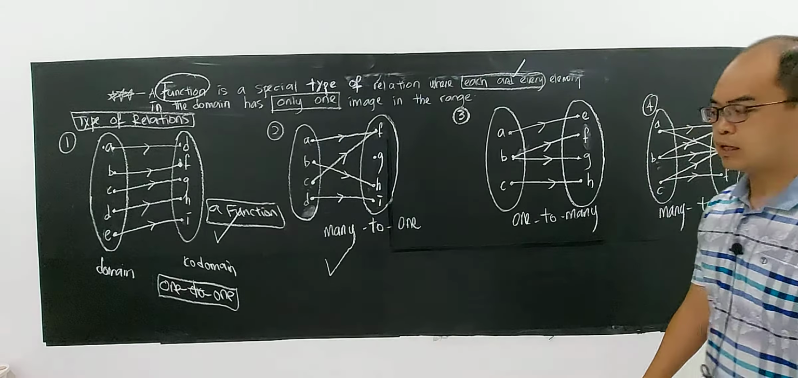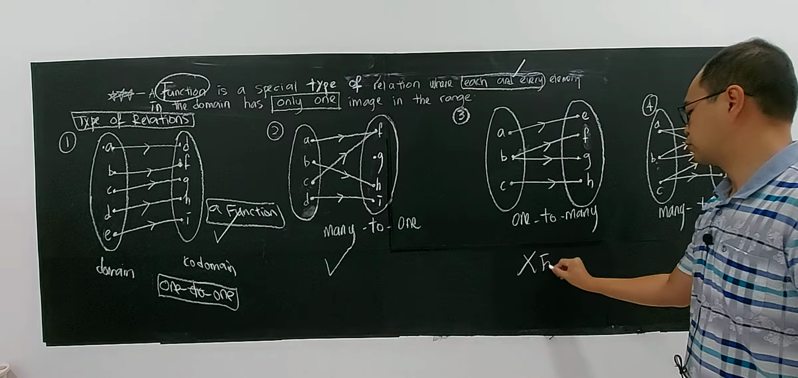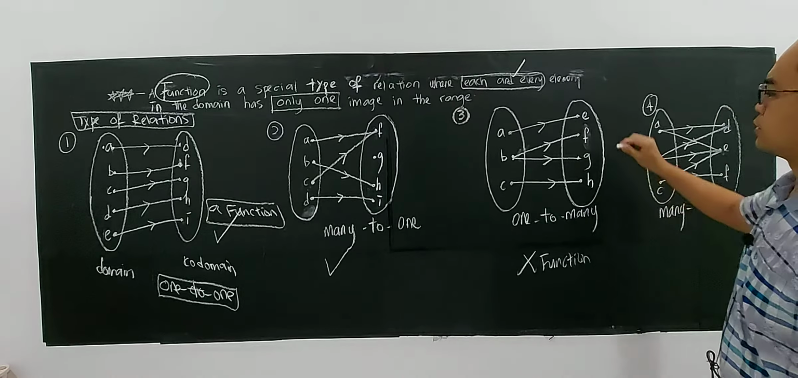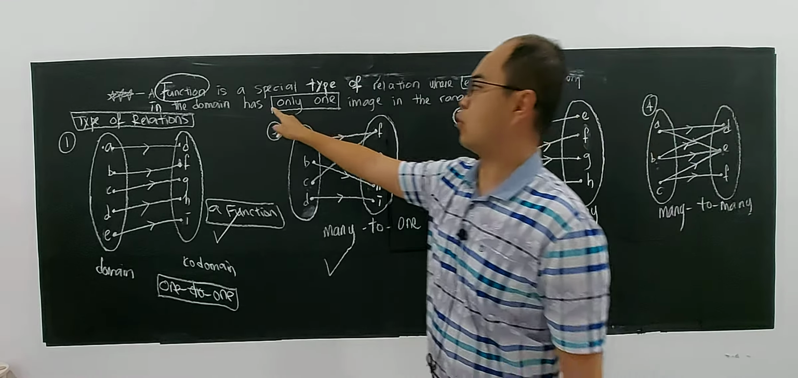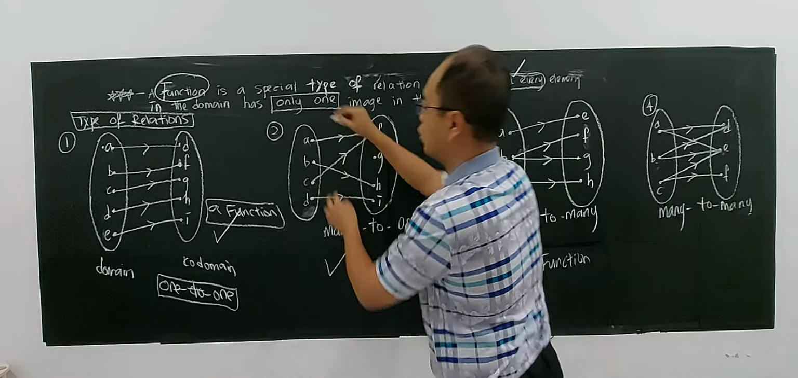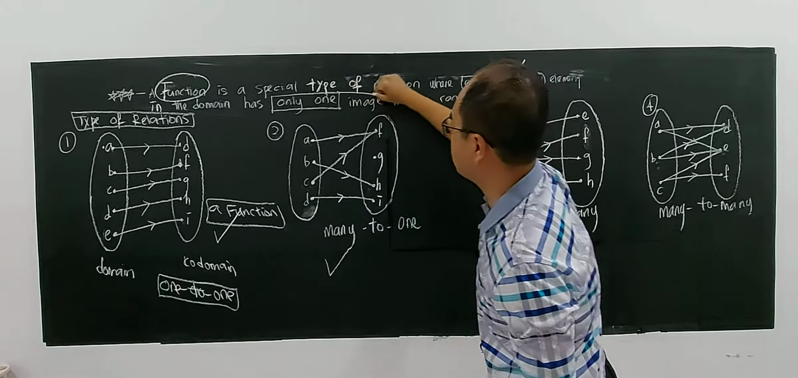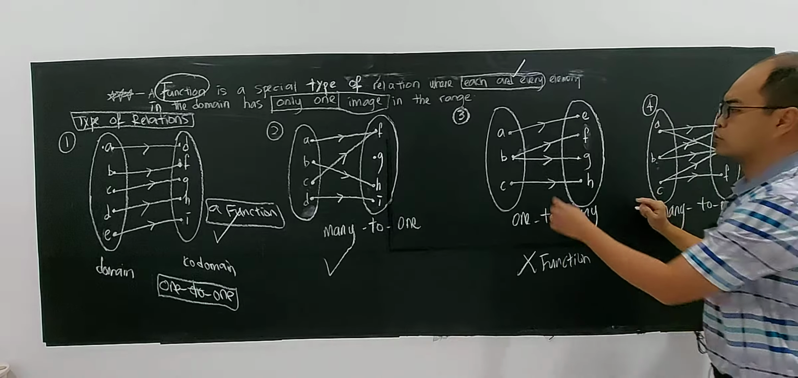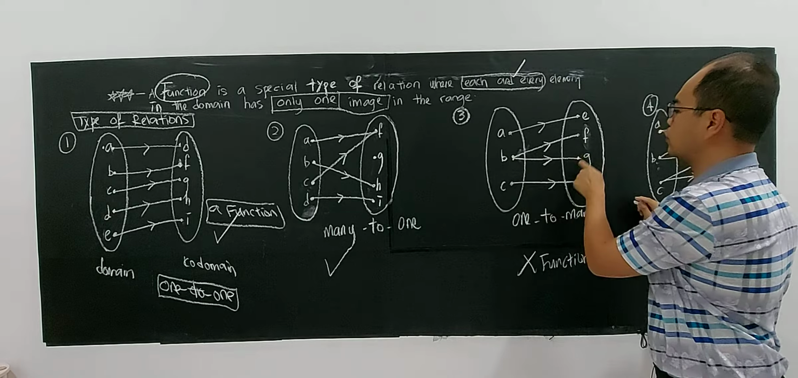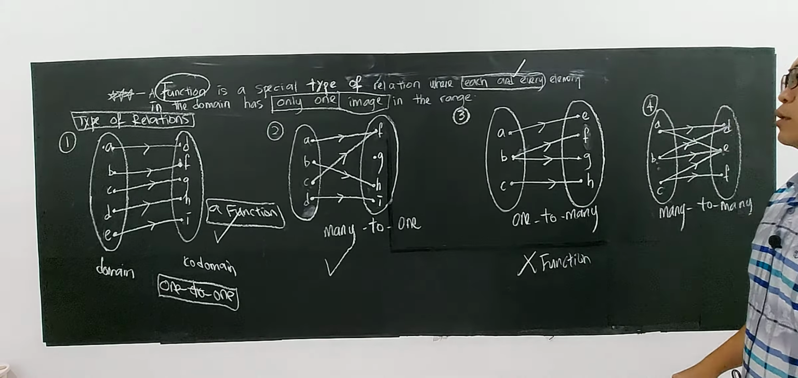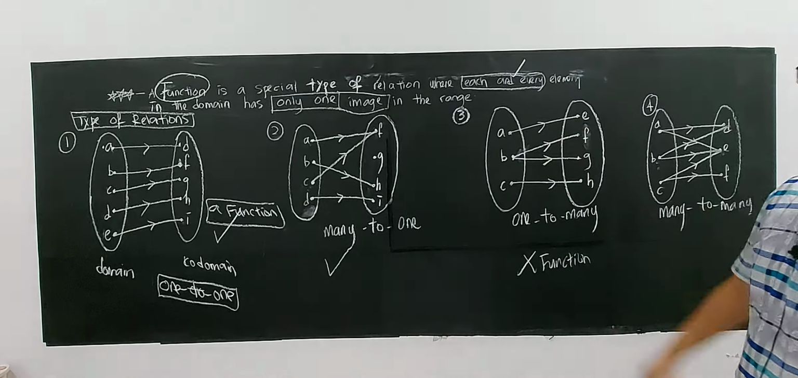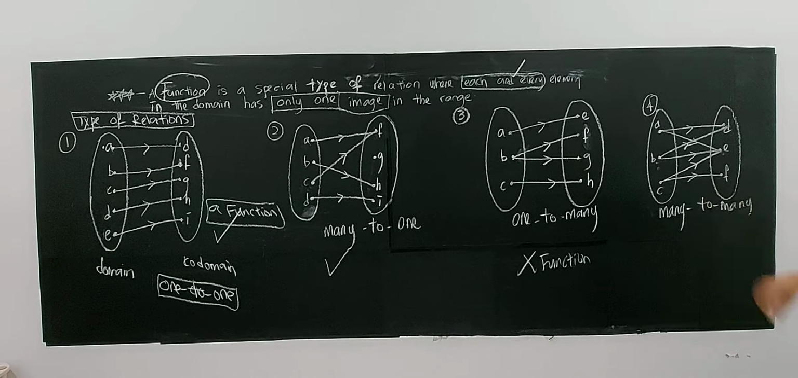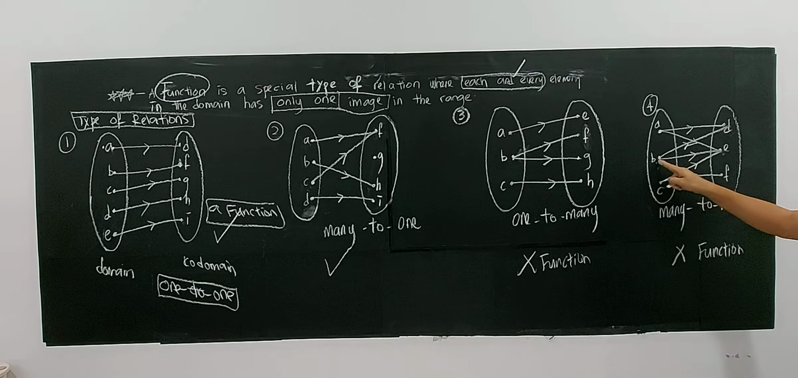So how about this one? This one is not a function. Why? Look at this. One object has two images. Every element in the domain must have only one image in the range. You see here, this B has two images, which does not obey the definition here. So this is not a function because this object has two images. How about this one? This one, of course, is not a function. Why? It's messy, right? One object has two images. How come?